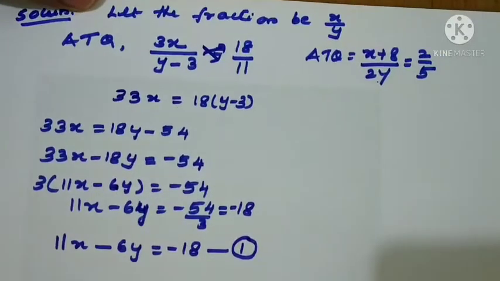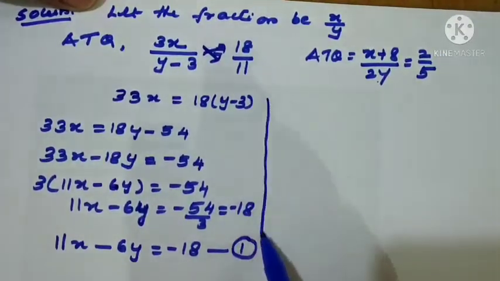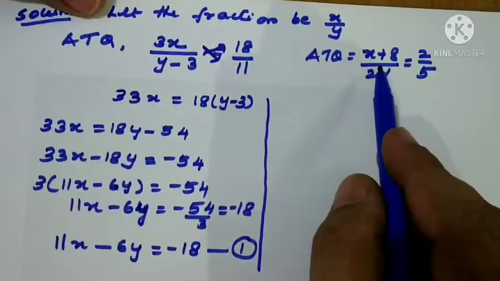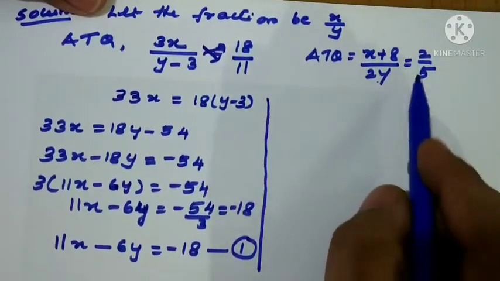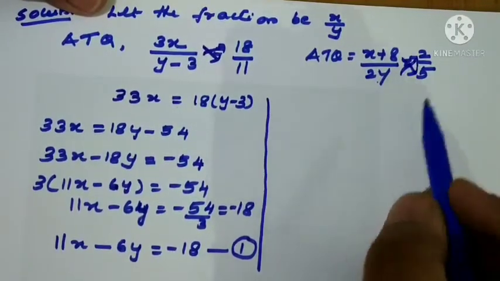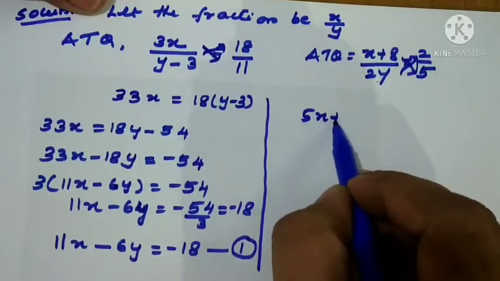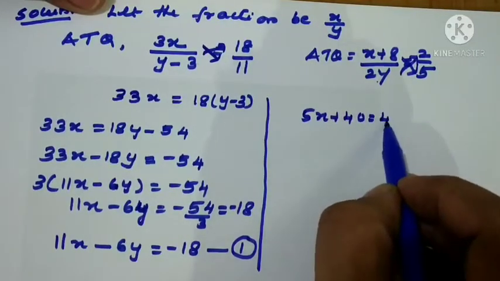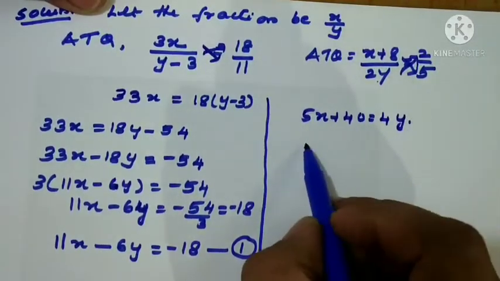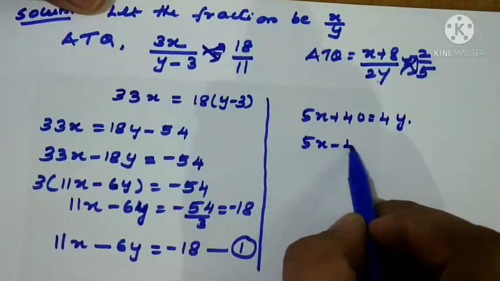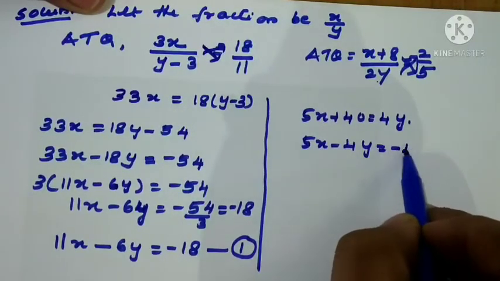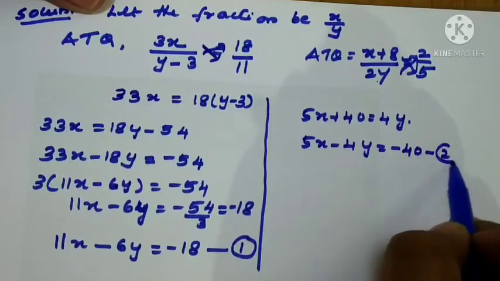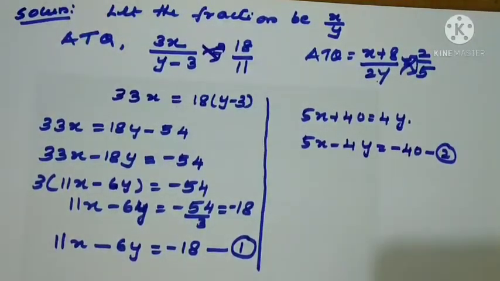Equation number 1. Similarly, the second one: x plus 8 by 2y equal to 2 by 5. So 5x plus 40 equal to 4y. So 5x minus 4y equal to minus 40. Equation number 2.